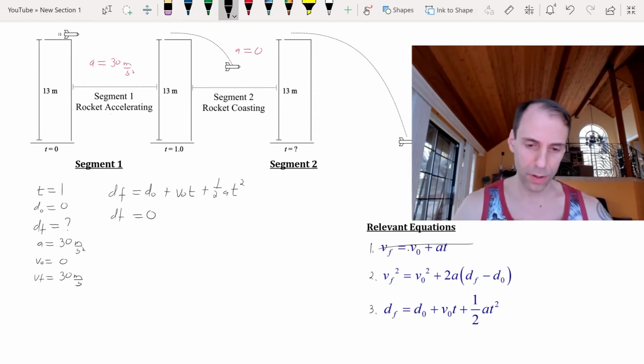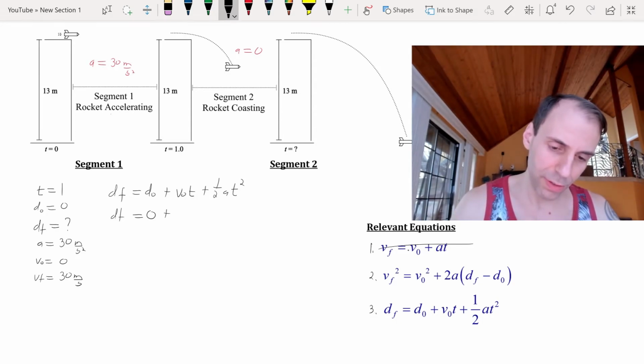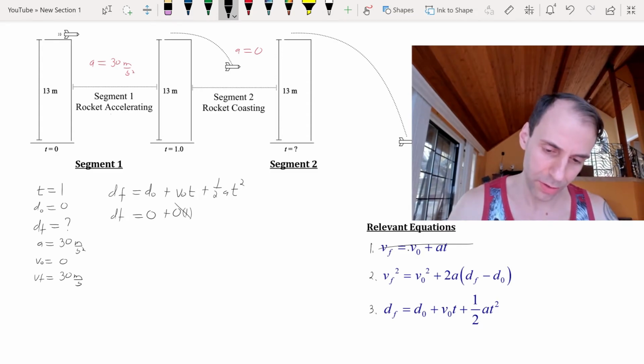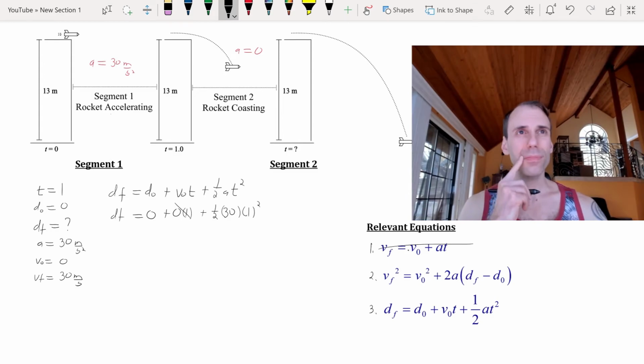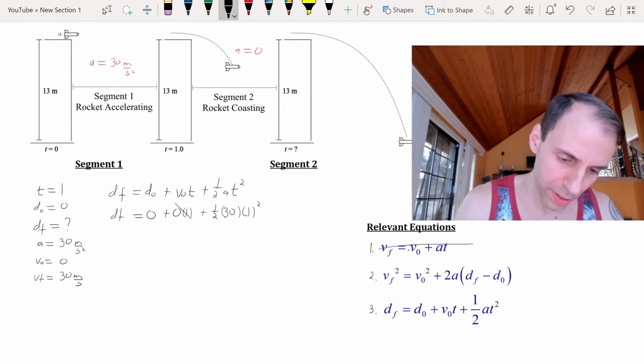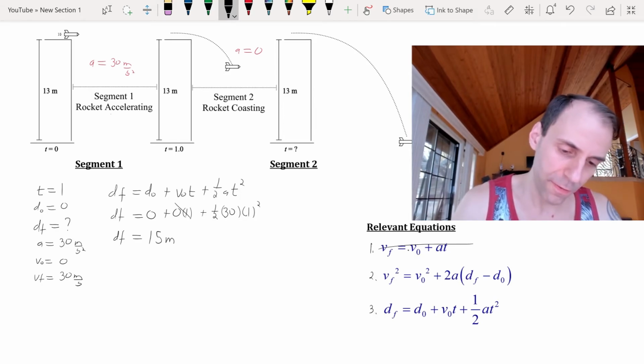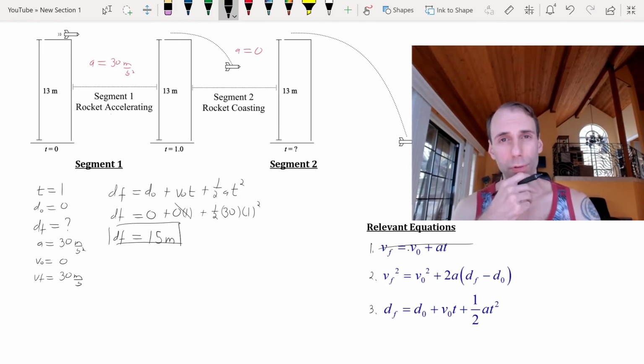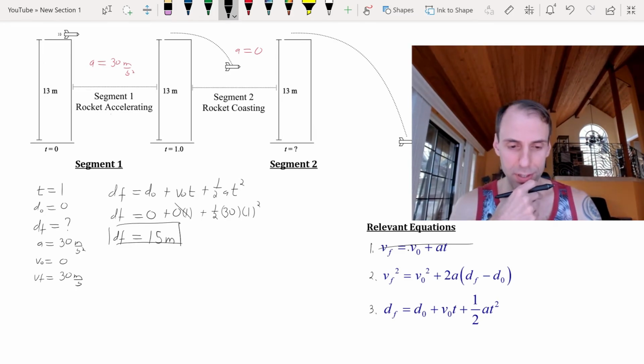Begins at the 0 mark. Initial velocity is 0 times the time of 1 second, crosses out, plus 1/2 30 times 1 squared. So this is pretty straightforward. The distance it travels during the first segment is 15 meters. So 15 meters during the first segment.